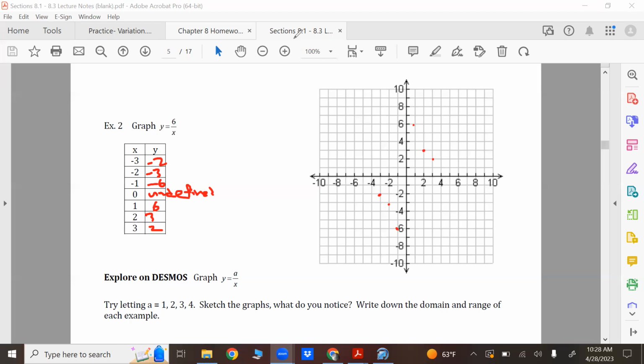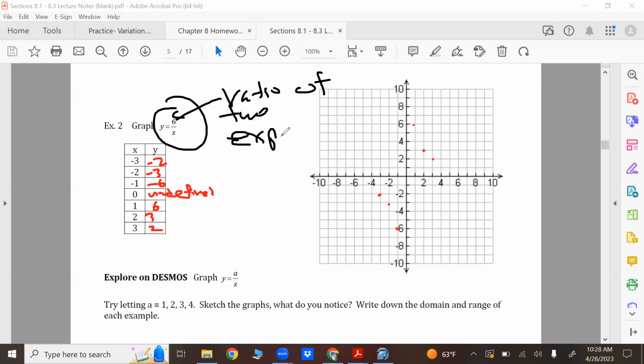And another thing I forgot to mention: why are we calling it rational in the first place? Because it's a ratio of two expressions. That's why it's called a rational function. It's a ratio of two expressions, right? You have 6 over x. That's why it's called a rational function.